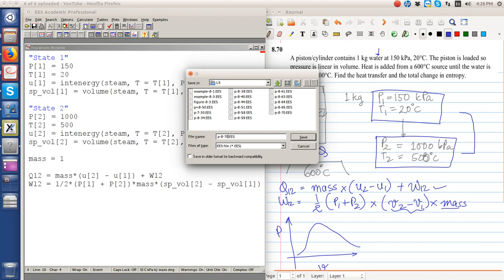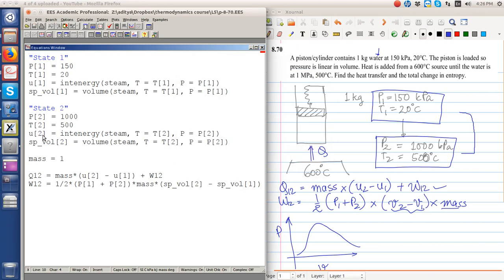So let's save the file P870. Most of these files I have put in the Dropbox. The others you should be able to do on your own. It is only a matter of practicing the problems.